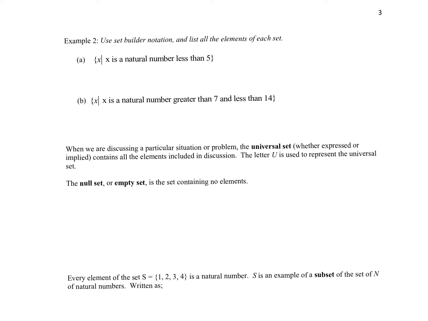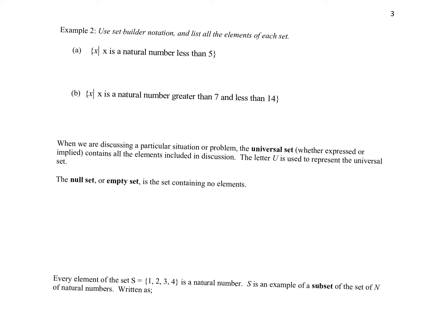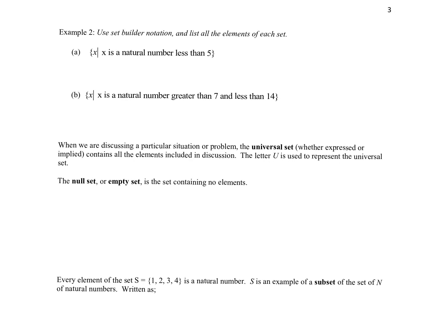So let's try another example. It says use set builder notation and list all of the elements in each set. X such that x is a natural number less than 5. So let's see, less than 5. So natural numbers start at 1, 2, 3, 4. Have to be less than 5, so I cannot include 5. There's my set.